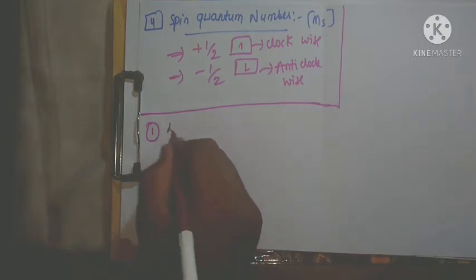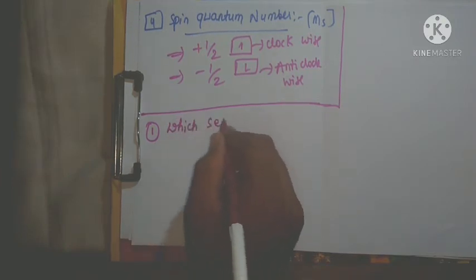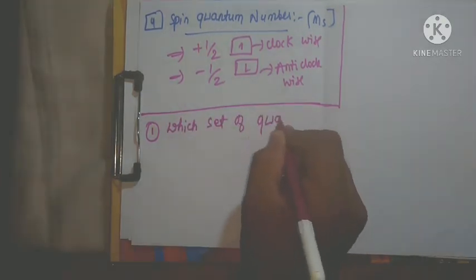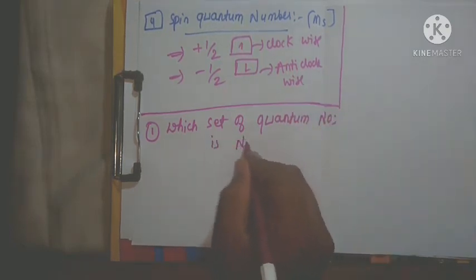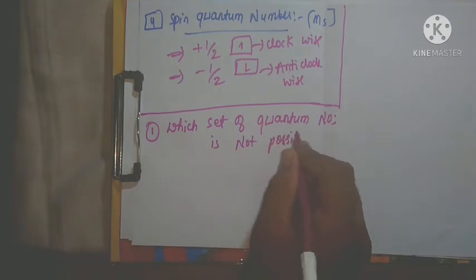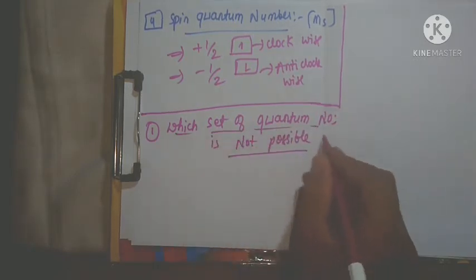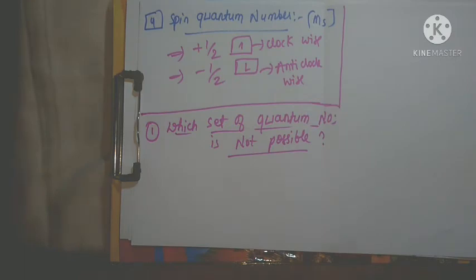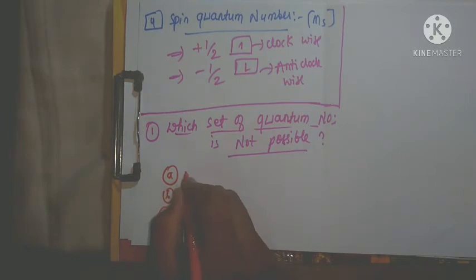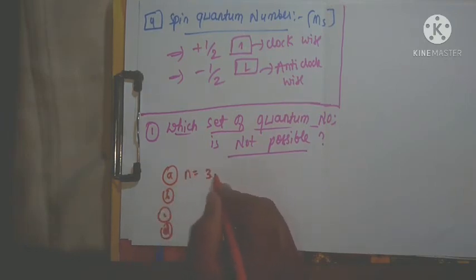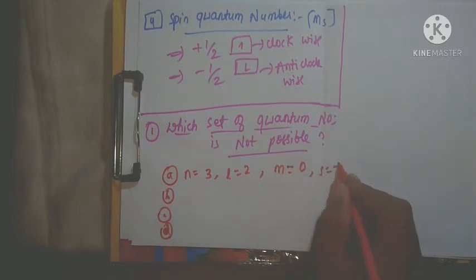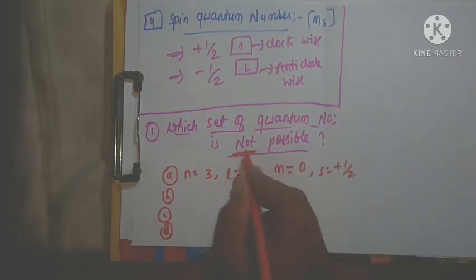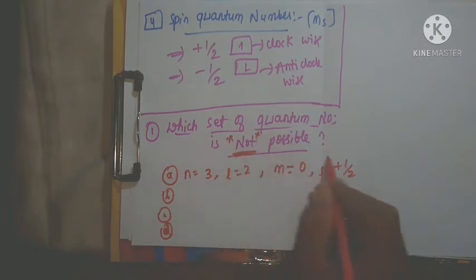Now the first question is, which set of quantum numbers is not possible? He is asking the question, and giving four options: option A, B, C, D. Now here n is equal to 3, l is equal to 2, m is equal to 0, s is equal to plus half. Which is not possible he is asking. Which is possible he is not asking.